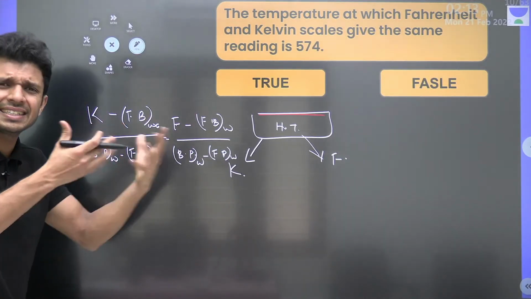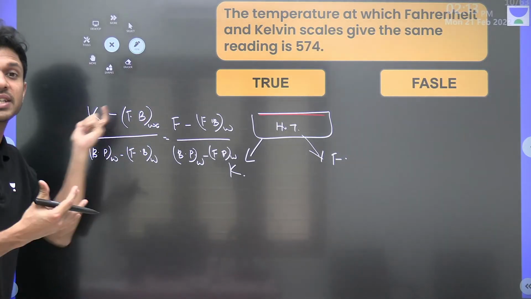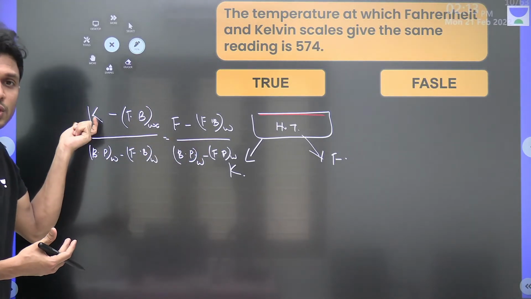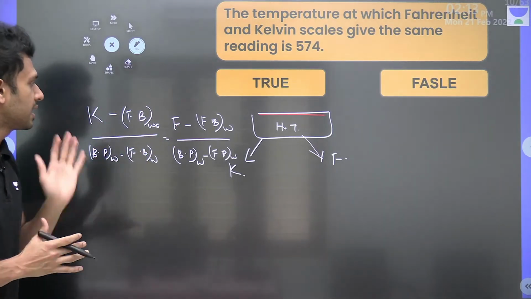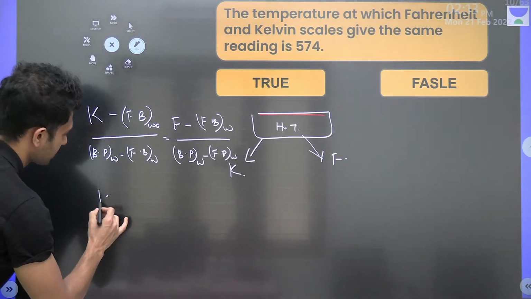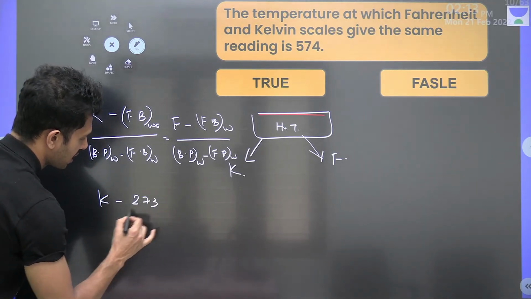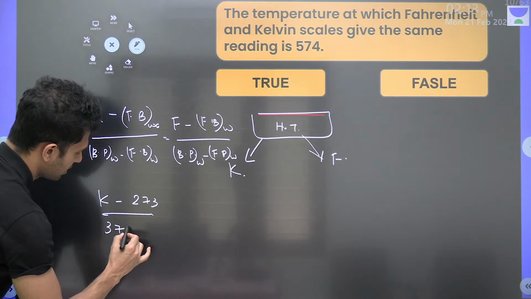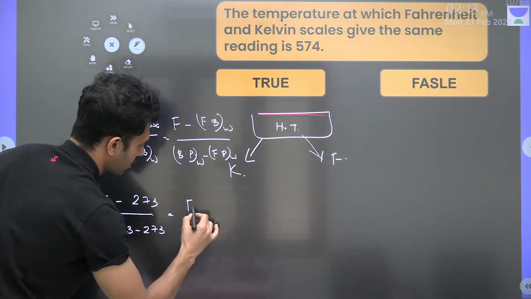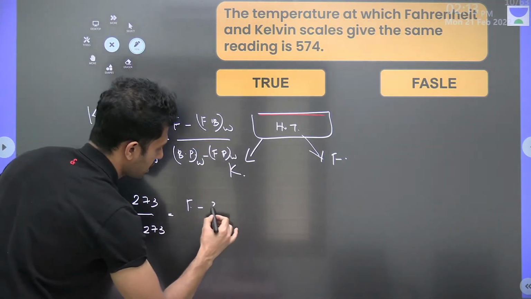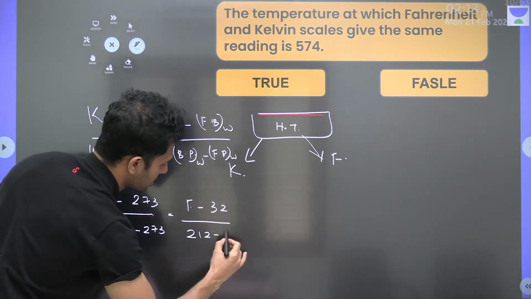So if you are using any scale of temperature, instead of Kelvin and Fahrenheit, we are having scales of X and Y. So here we can put the temperature of a body in that X scale, and here we can put the temperature of that body in Y scale. I see. Okay, now let us start substitution. K minus, what is the freezing point of water in Kelvin scale? That is 273 Kelvin. Divided by boiling point, it's 373 minus freezing point again 273, is equal to F minus, what is the freezing point in Fahrenheit? 32, divided by boiling point, it's 212 minus freezing point again 32.